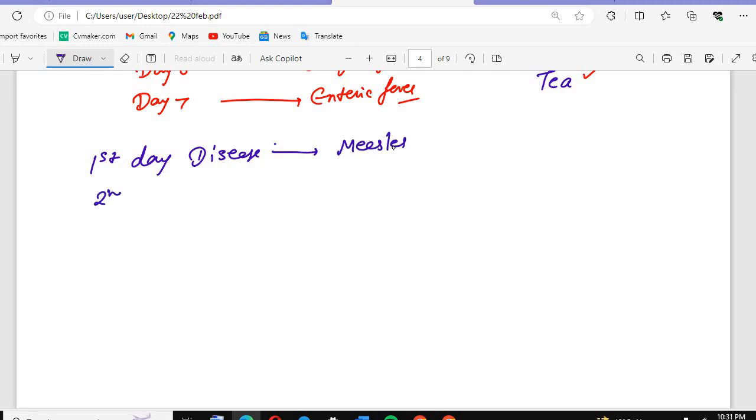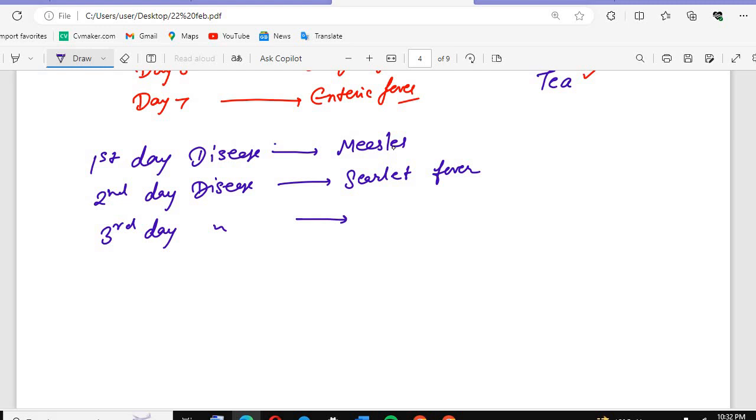The second day disease is scarlet fever. The third day disease is rubella, German measles. Then the fourth day disease is Duke's disease.